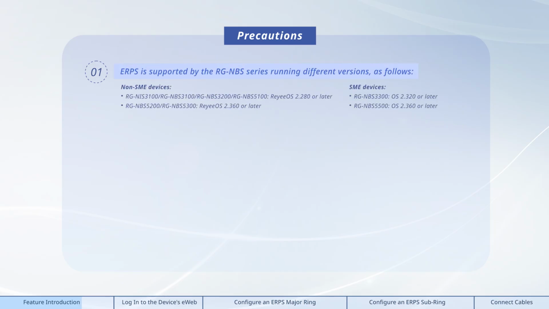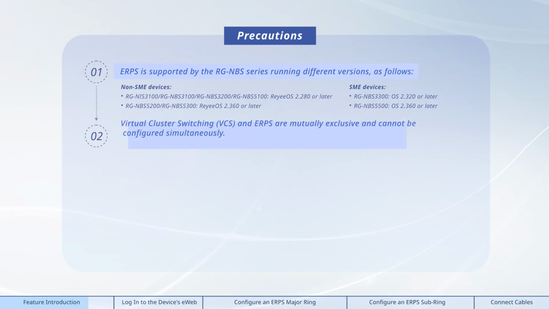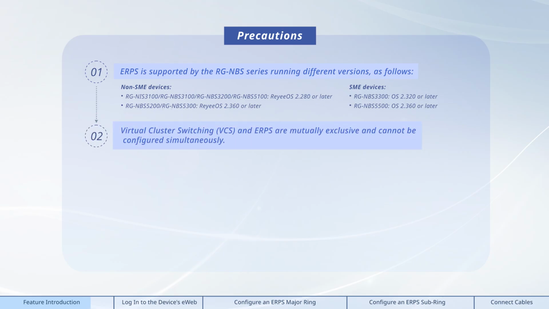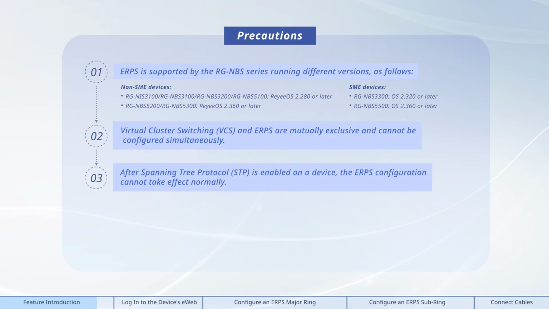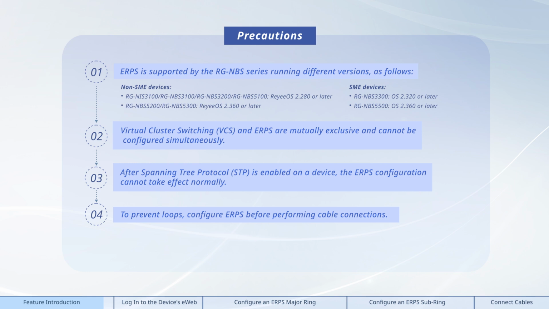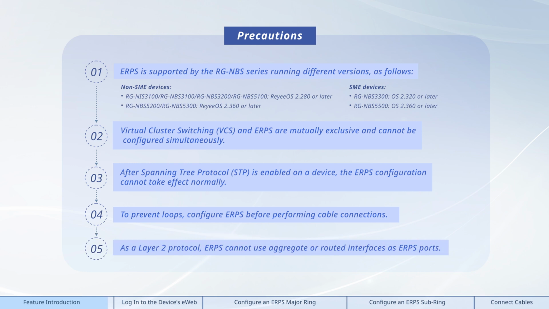ERPS is supported by the RG-NBS series running different versions, as follows. Virtual cluster switching and ERPS are mutually exclusive and cannot be configured simultaneously. After spanning tree protocol is enabled on a device, the ERPS configuration cannot take effect normally. To prevent loops, configure ERPS before performing cable connections. As a Layer 2 protocol, ERPS cannot use aggregate or routed interfaces as ERPS ports.